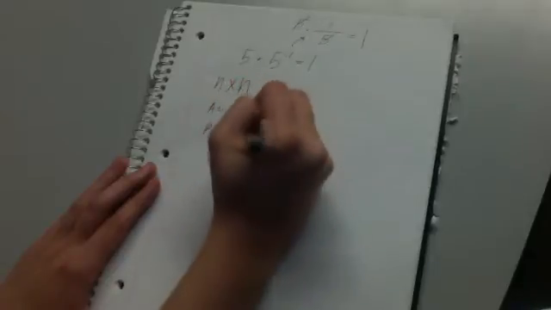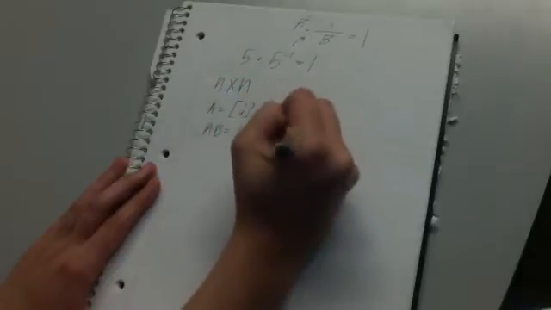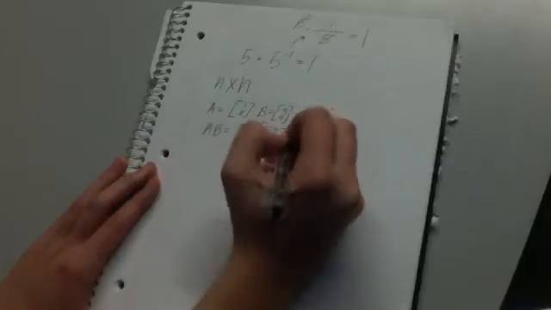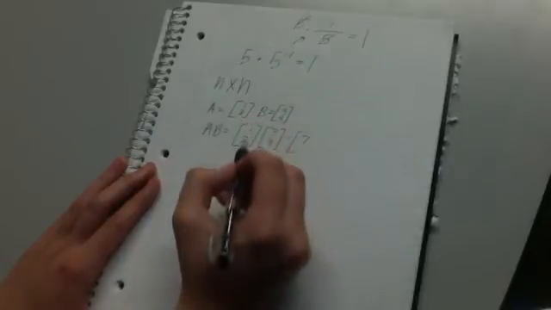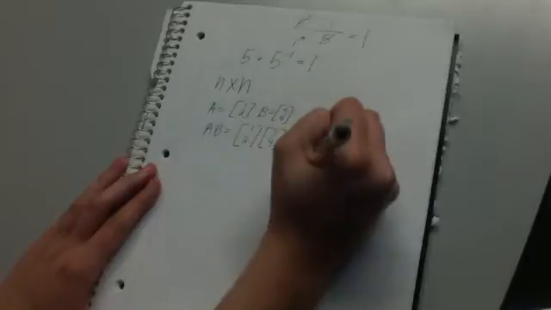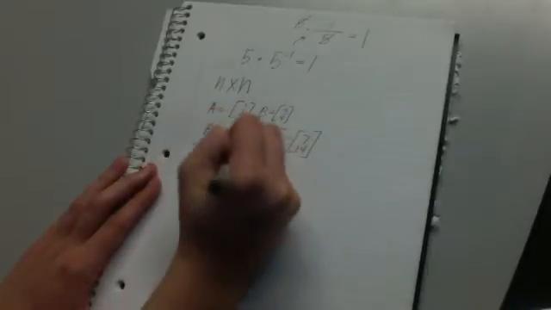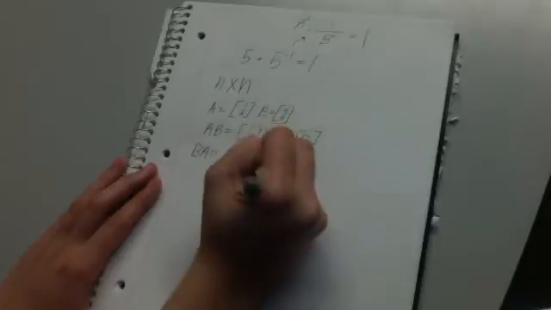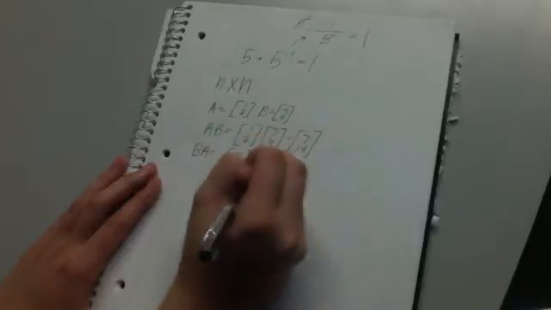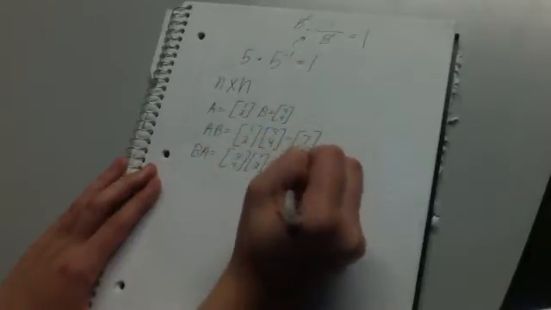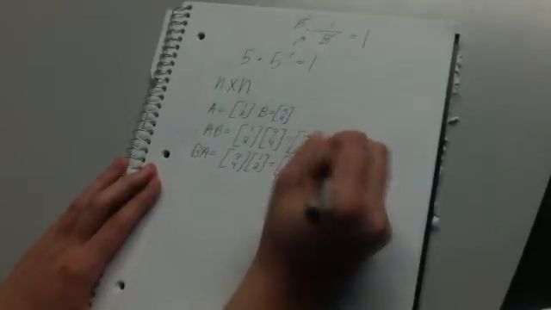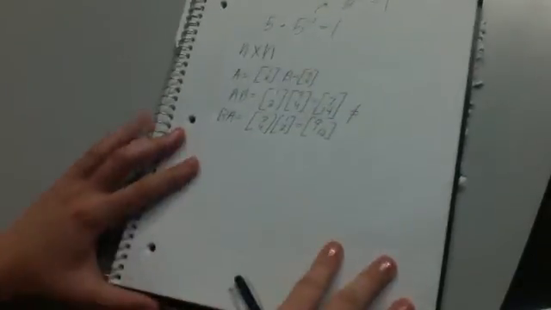AB is 1, 2 times 3, 4. So we have 3 plus 4 is 7, and 6 plus 8 is 14. But when we multiply B times A, we get 3, 4 times 1, 2, and we get 3 plus 6 is 9, and 4 plus 8 is 12, which is obviously not the same thing. So it's actually pretty simple to find the inverse of a matrix.